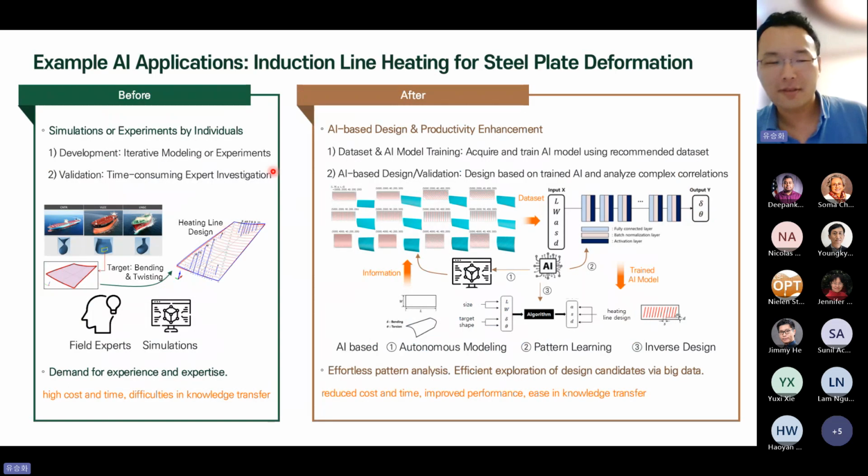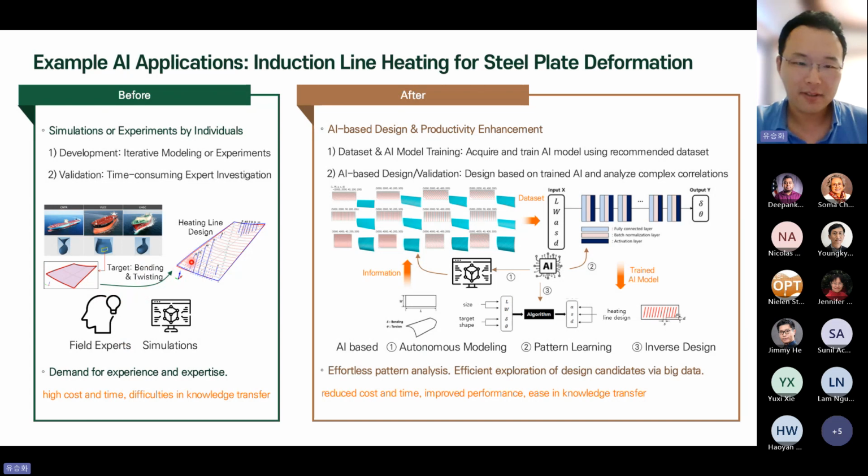Another industrial application is a collaboration with Hyundai Heavy Industries. In building huge ships, they have to bend and twist a large steel plate to a target. What they have done until now was collaborate with field experts with 20 or 30 years of experience. These field experts look at the shape of a steel plate and determine the target bending and twisting angle.